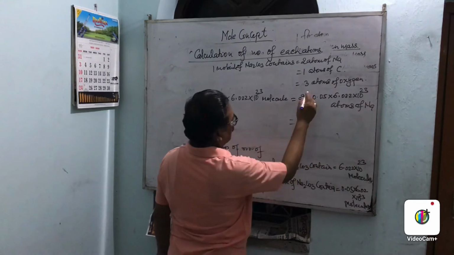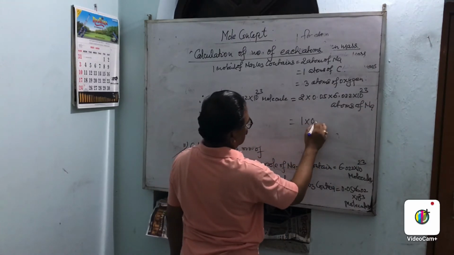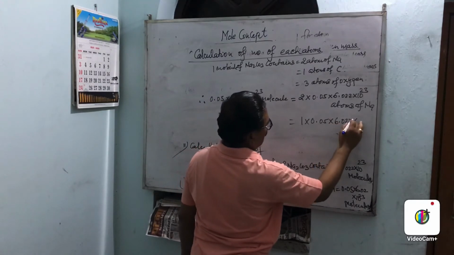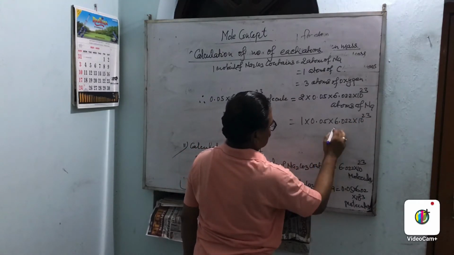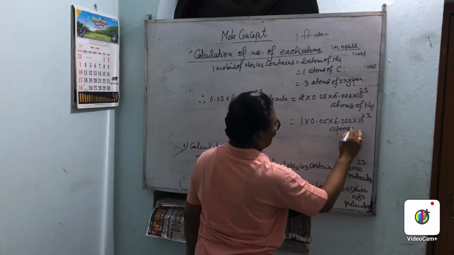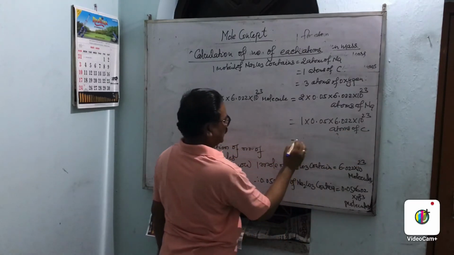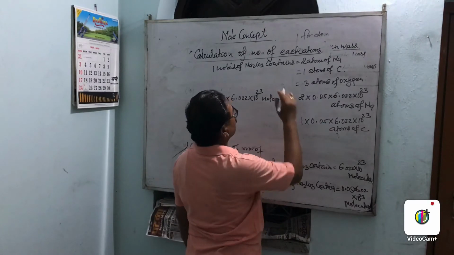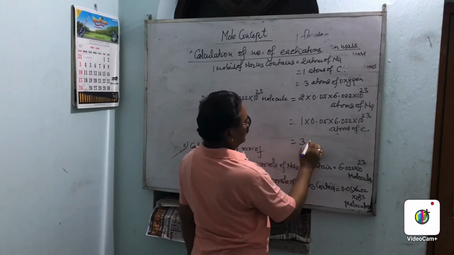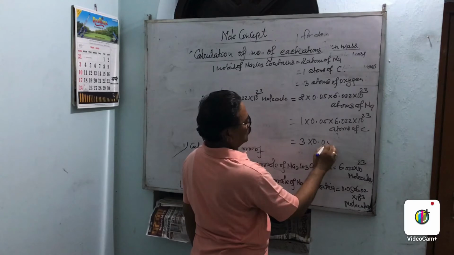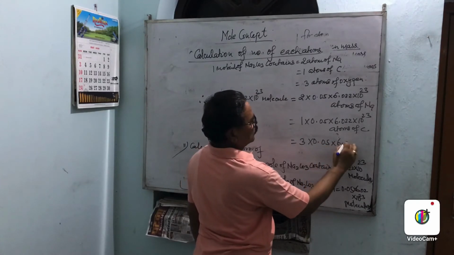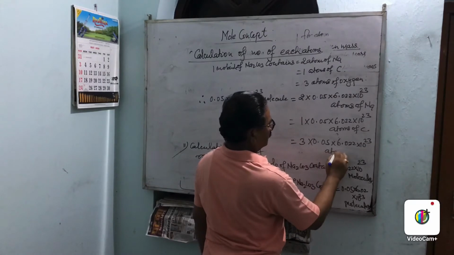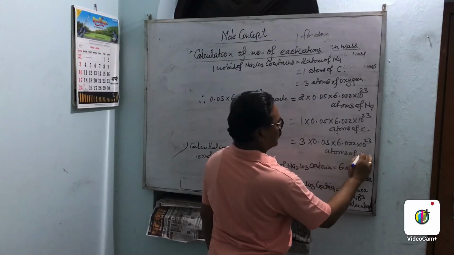Likewise, that is 1 into 0.05 multiplied by 6.022 into 10 to the power 23 atoms of carbon. Likewise, that is 2, and here in Na2CO3, 3 atoms of oxygen are there. So 3 into 0.05 multiplied by 6.022 into 10 to the power 23 atoms of oxygen.